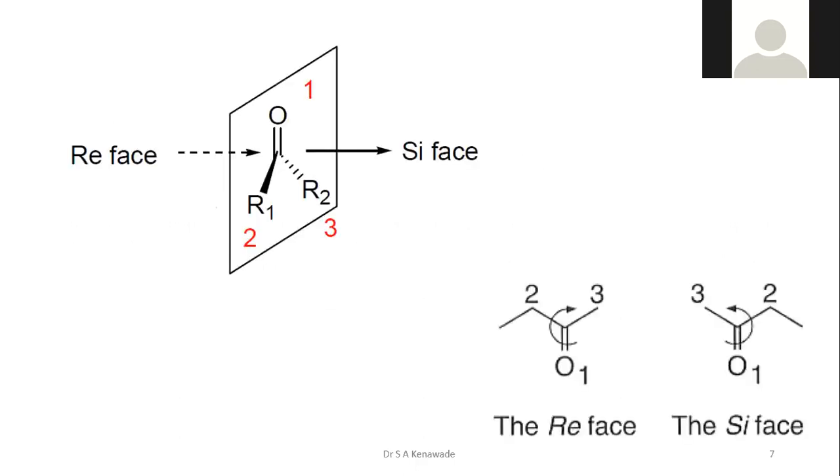Then next, this is one example. Here a left side view and a right side view are possible. From the left side, the priority of oxygen is always 1, then the R group is 2, and the R2 group is 3. If you see that from the left side, the arrow movement from 1 to 3 is in the clockwise direction. Hence, it is the Re face. And from the right side, you can observe that the direction is exactly reverse. Hence, it is the Si face.